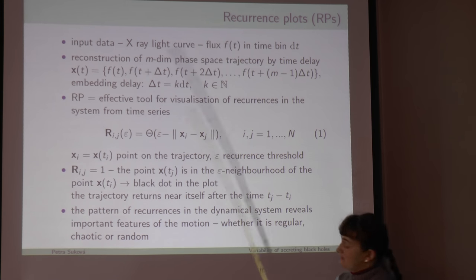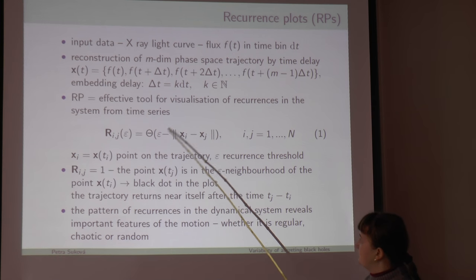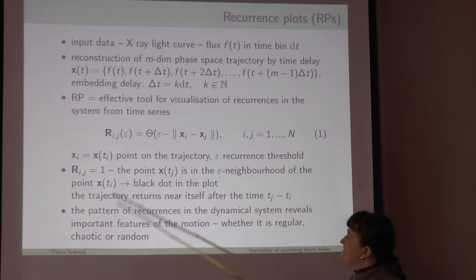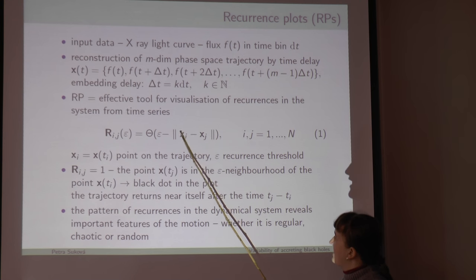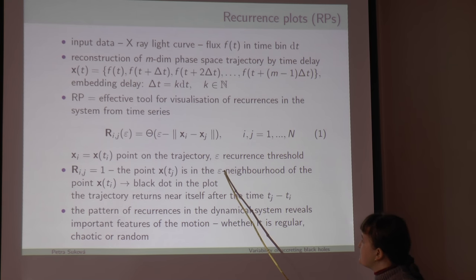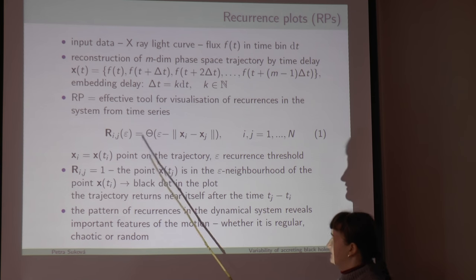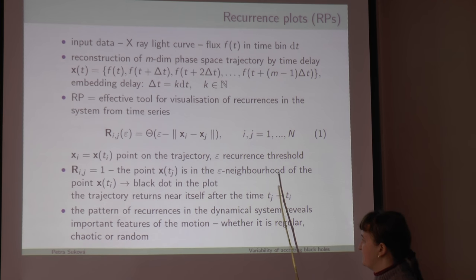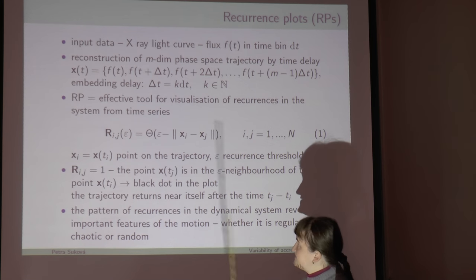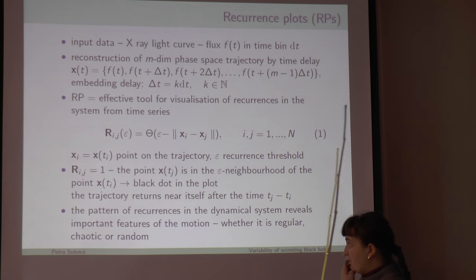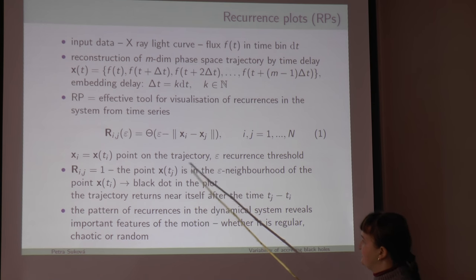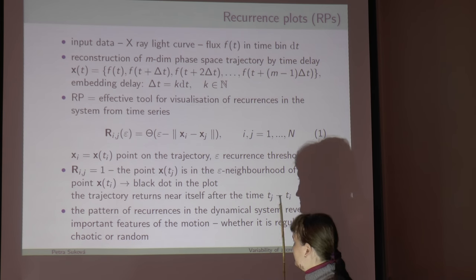And when we have the phase space trajectory, we can define the recurrence matrix by this relation, where theta is the Heaviside step function. So that means that the matrix element R_ij equals 1 in the case that the trajectory at time t_i is closer than epsilon to another point, which is the trajectory at time t_j. So after some time, the trajectory returns back to itself. We can visualize the recurrence matrix very easily in a recurrence plot, where we just make a dot at the position given by the coordinates t_i and t_j. In this way, we can visualize the dynamical properties of the system.